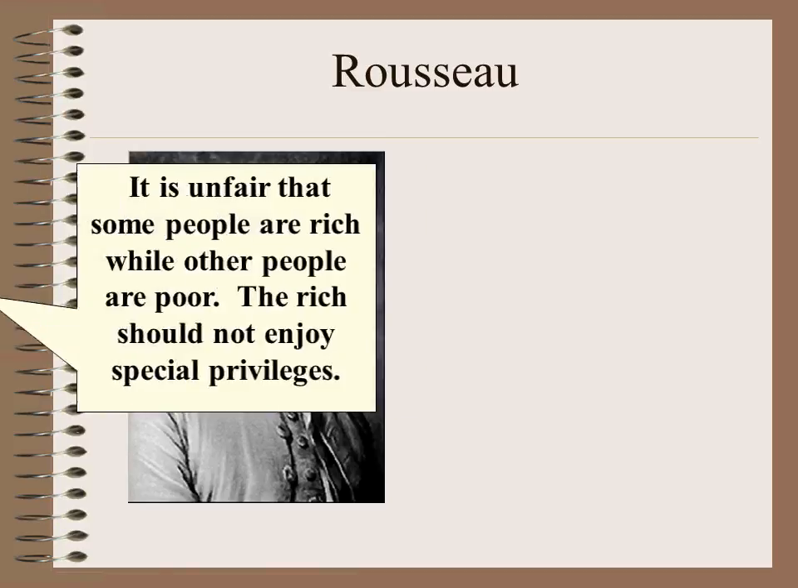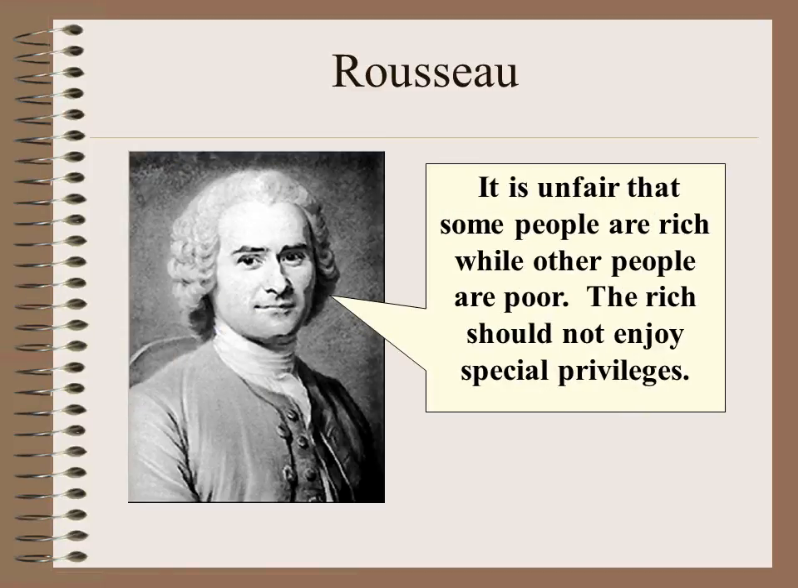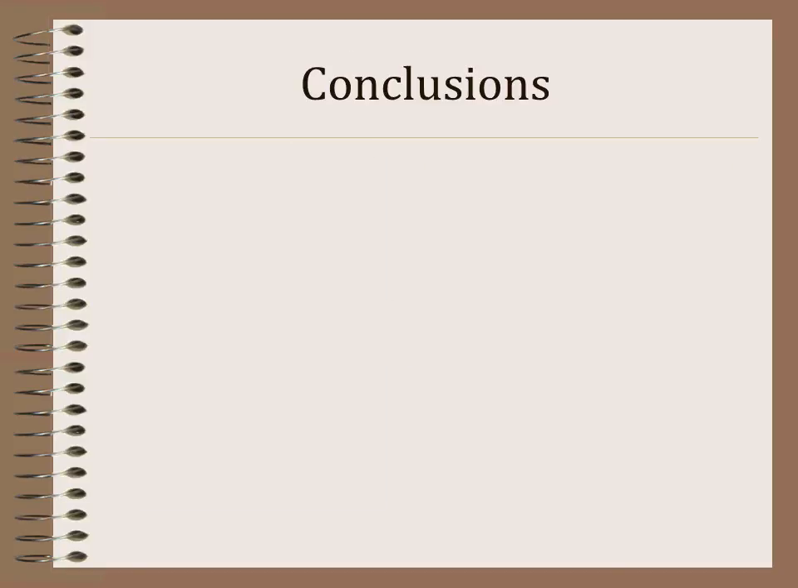Jean-Jacques Rousseau wrote The Social Contract and said, "It's unfair that some people are rich while other people are poor. The rich should not enjoy special privileges." This is a basic principle of the Enlightenment, that people need to be treated with fairness and equality. How to exactly do that is what the democratic governments that formed after the Enlightenment tried to do. And so the most famous of these is, again, the United States of America, which was founded on a lot of the beliefs of these Enlightenment thinkers.